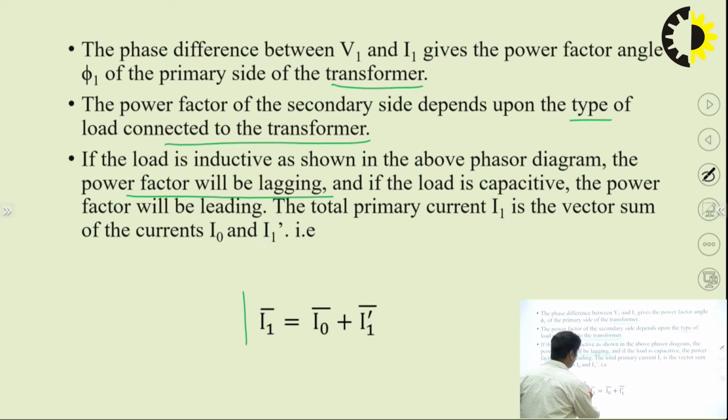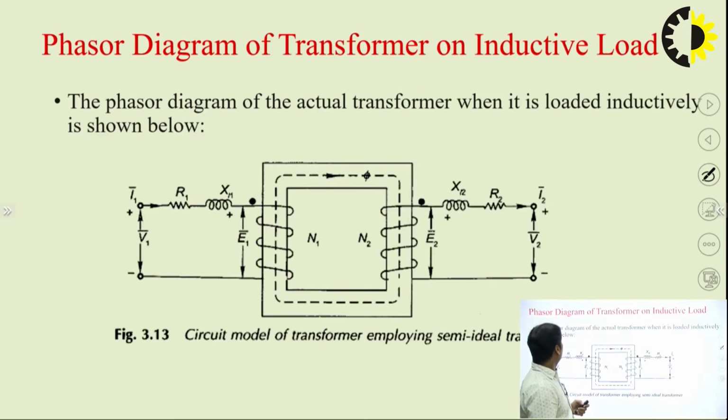And this current I1 is given by I0 and I1 dash in the primary. This is the primary current, which is the phasor sum of the no load current and the load component of the primary. So this is a very important concept to understand the operation of the transformer, how the transformer will behave or operate when we connect the load.